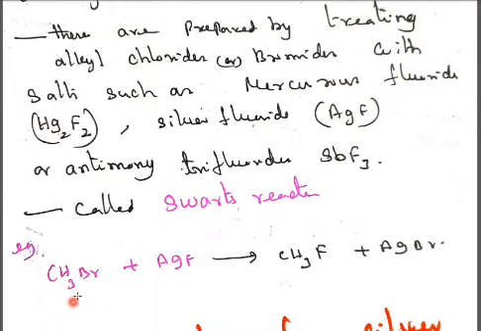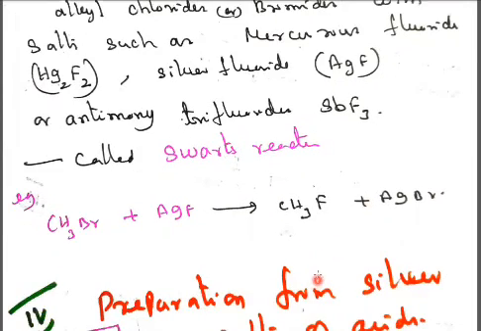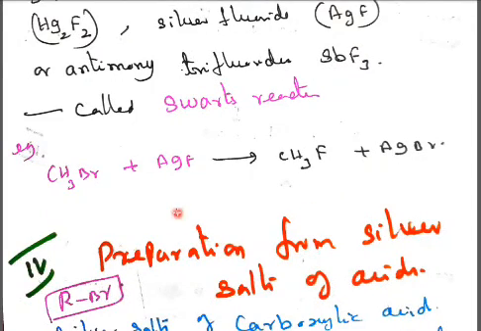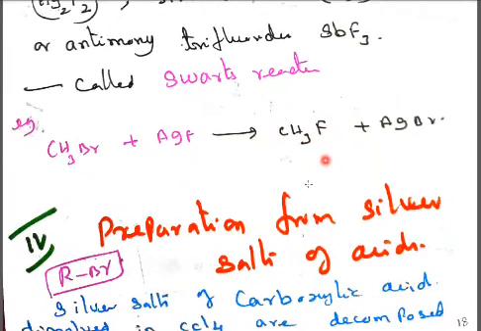For example, CH3Br, an alkyl bromide, with AgF: AgBr will be released and we will get CH3F. So this is called the Swarts reaction, used to prepare fluoromethane or methyl fluoride.